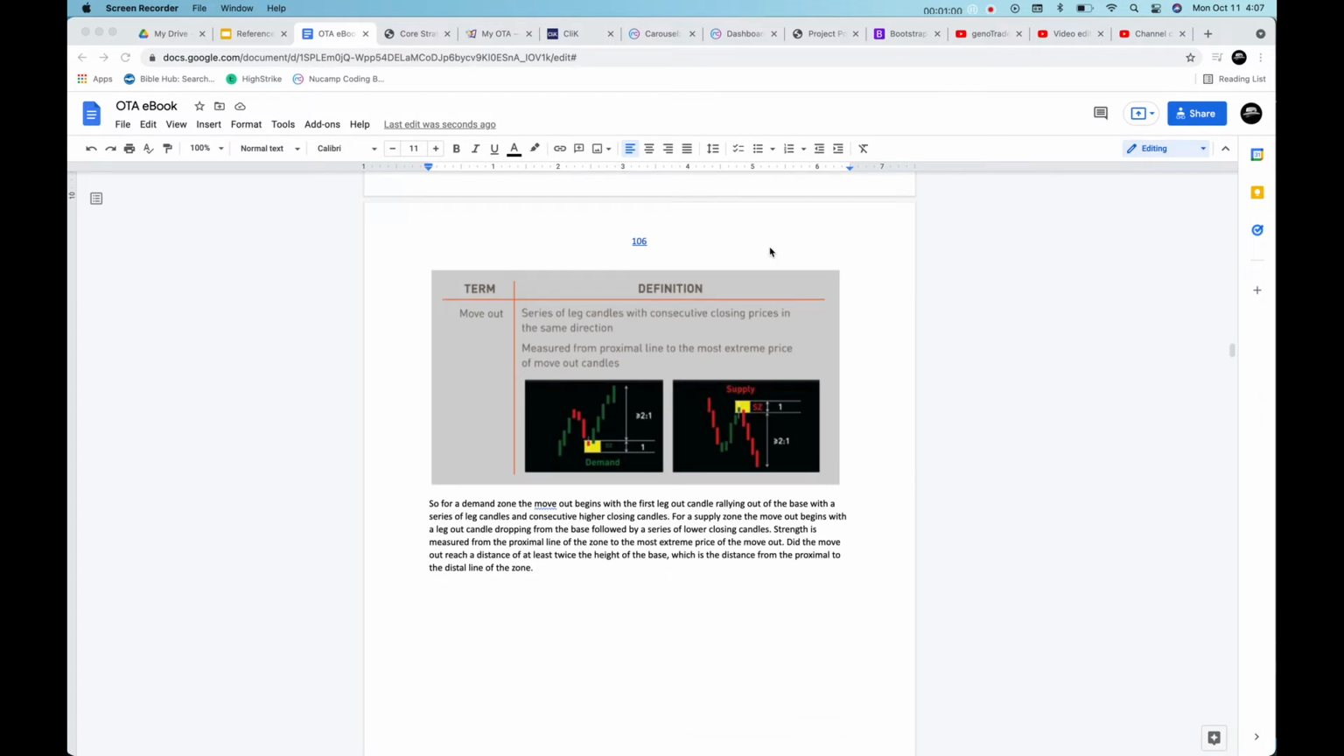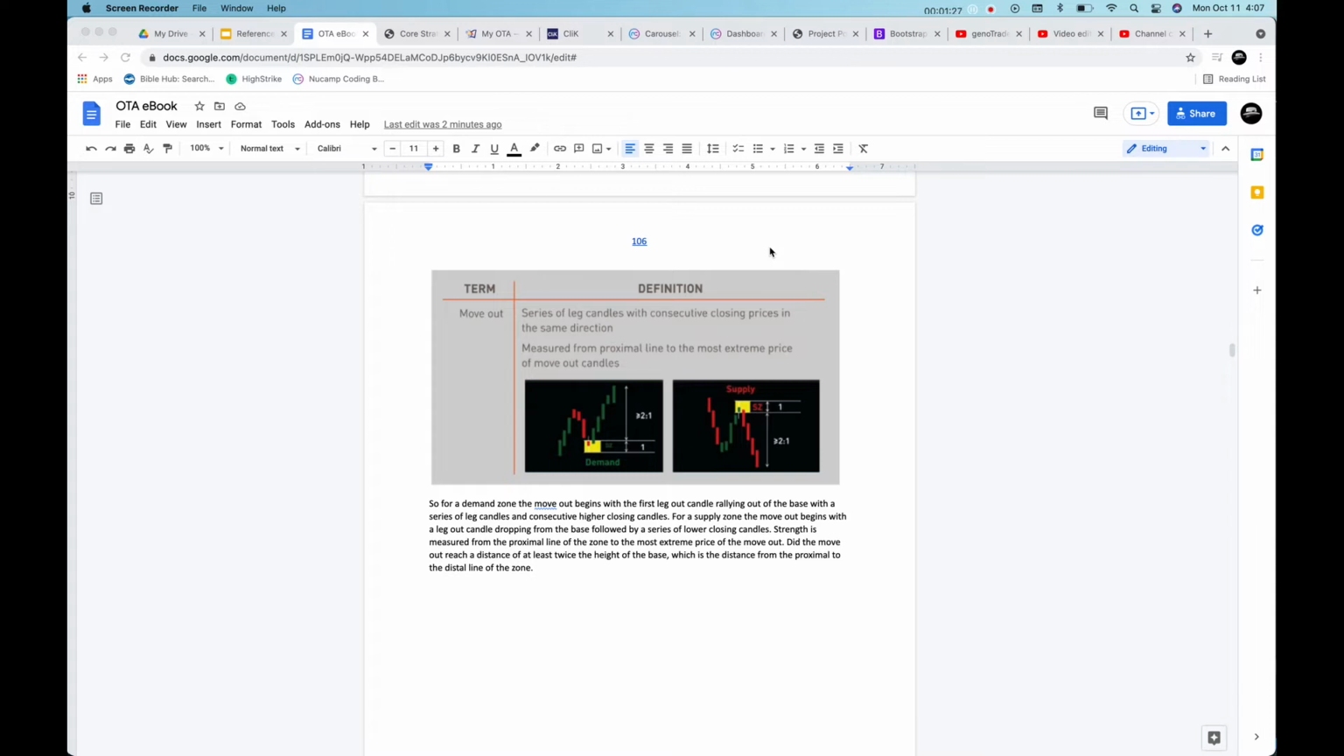So for a demand zone, the move out begins with the first leg out candle rallying out of the base with a series of leg candles and consecutive higher closing candles. For a supply zone, the move out begins with a leg out candle dropping from the base, followed by a series of lower closing candles.